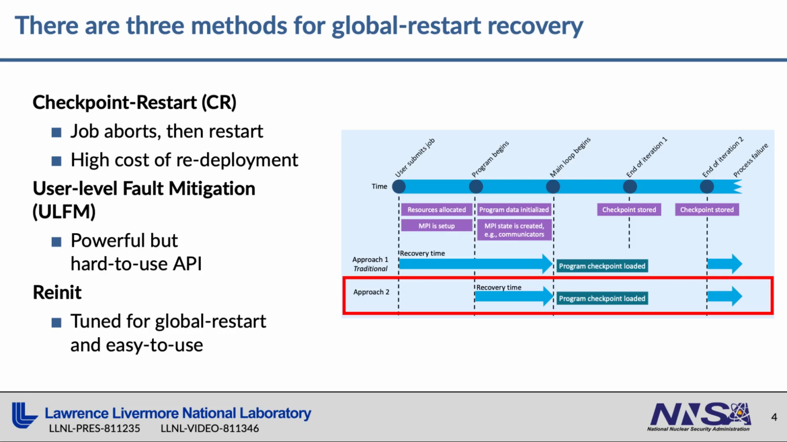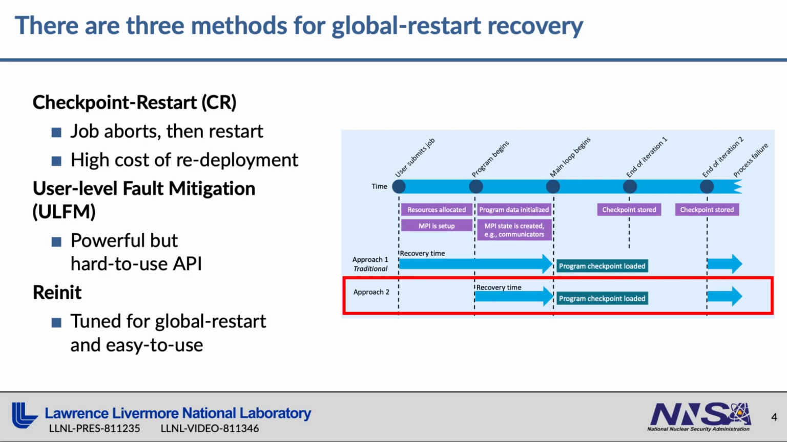There are three methods to do global restart recovery. The first one is the traditional checkpoint restart. For checkpoint restart, when a failure happens, the application execution stops, and then the application needs to be relaunched. Although this is an easy way to do global restart recovery, it also comes with high cost of redeployment, because the MPI processes need to start again on all the nodes in the system, and any application-specific initialization needs to happen again, even if there is a single process failure and all the other processes have survived.